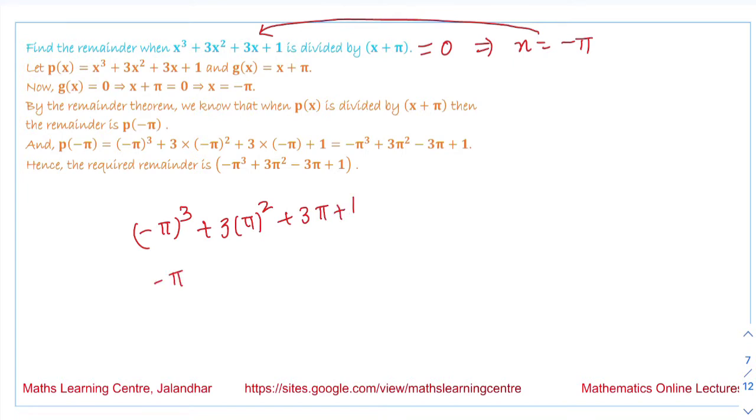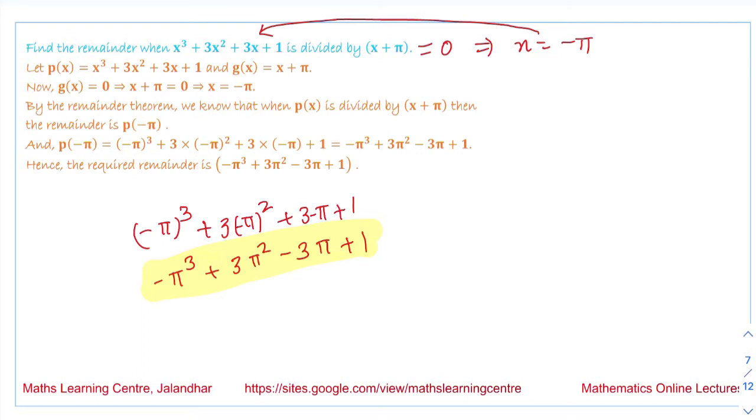So the answer is minus pi cube plus 3 pi minus 3 pi plus 1. So this is the answer you are getting over here, that it is the remainder that you will get after dividing, which is minus pi cube plus 3 pi square minus 3 pi plus 1.